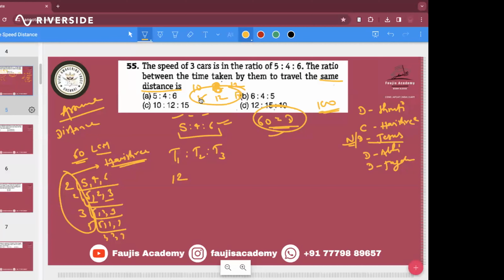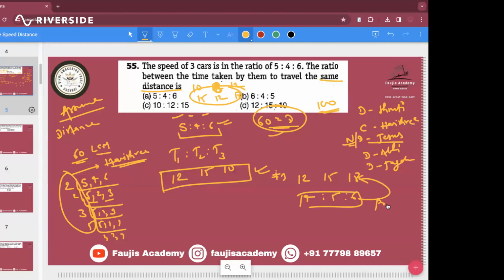Right, guys? So 60 by 4 is how much? 15. And 60 by 6 is how much? 10. You have to simplify in such a way that it can no longer be simplified. Had these numbers been 12, 15, 18, you could have simplified by dividing by 3, giving 4, 5, 6. This would have been your ratio, and this is your proportion.